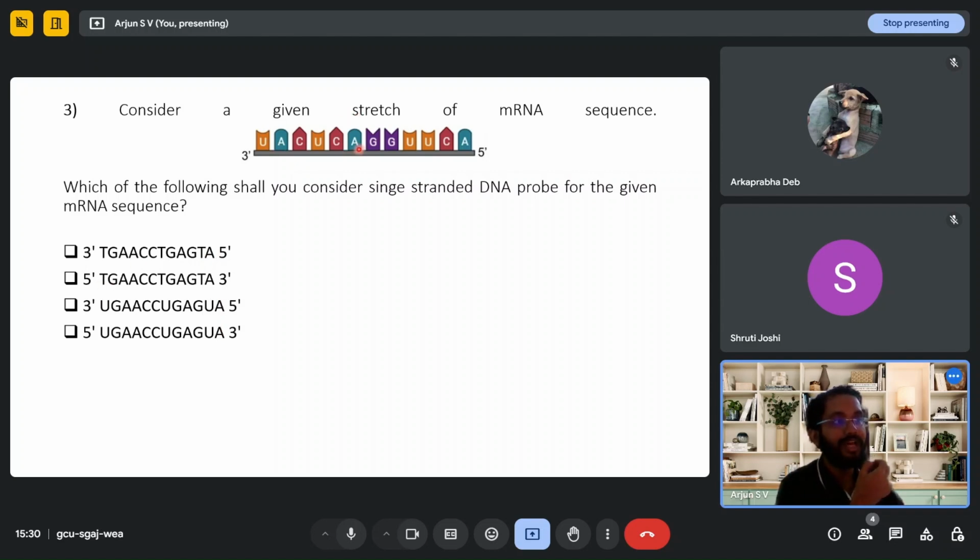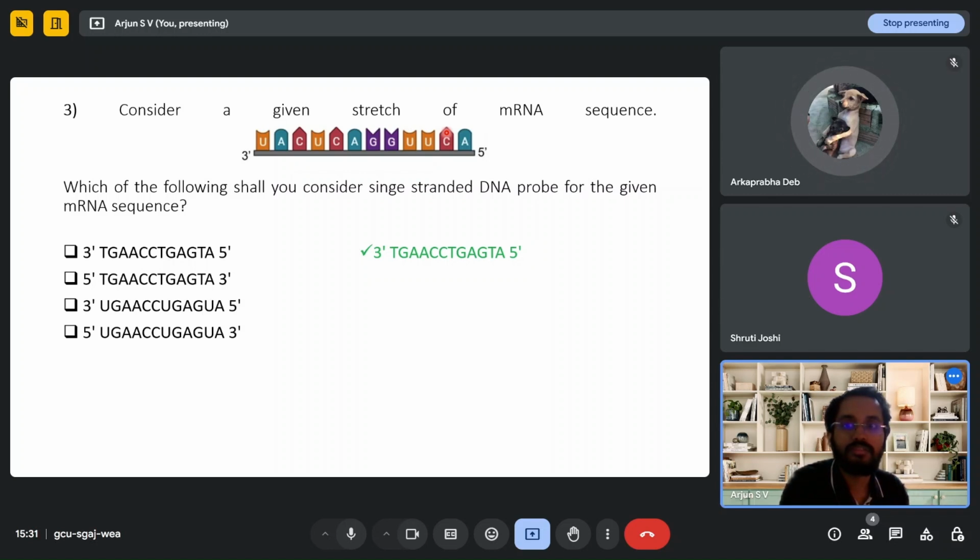As we move on to the end of the sequence, the complement at the 3 prime end, the complement to adenine, will be thymine. Automatically you can negate these two options because these are RNA sequences. They are not DNA sequences, but the question asks for a single stranded DNA probe. So your answer will actually be option A, because if you read it from the 5 prime to 3 prime end, this will also be complementary to the original mRNA sequence. I hope you got how the question works. I'll move on to the next question if there are no further doubts.